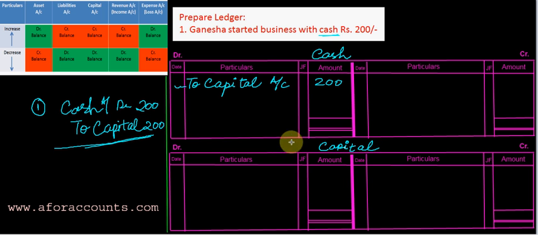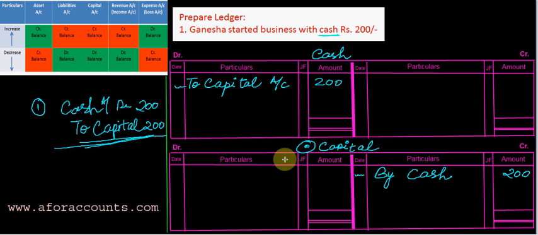Now what about the capital? Cash account debit to capital. So in capital account, can I write to capital? See, a small thing to remember is that in capital account, you can never write to capital again. So what will you write? I will mention the date here, by cash, amount 200.